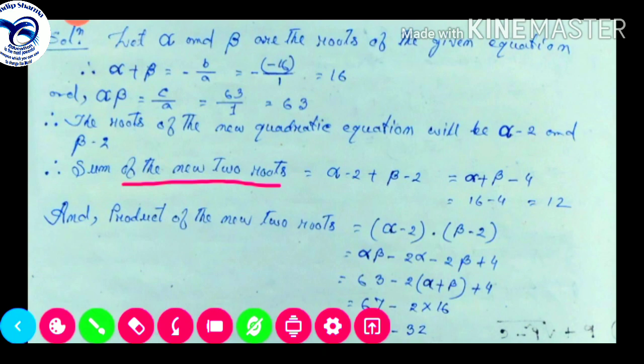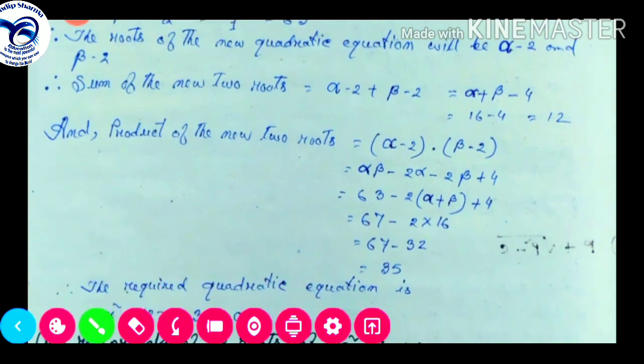Another one will be the product of the two roots. So the product means alpha minus 2 into beta minus 2. If we multiply these two, it will be alpha beta minus 2 alpha minus 2 beta plus 4. From these two terms, we take minus 2 as common. So it will be alpha plus beta. Now alpha into beta, that means the product of the two roots, we got 63.